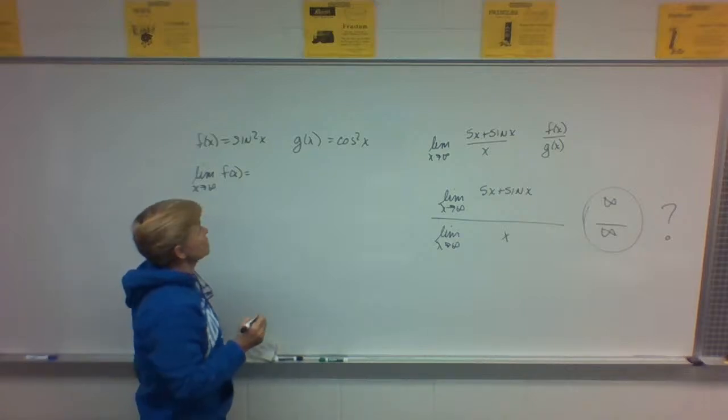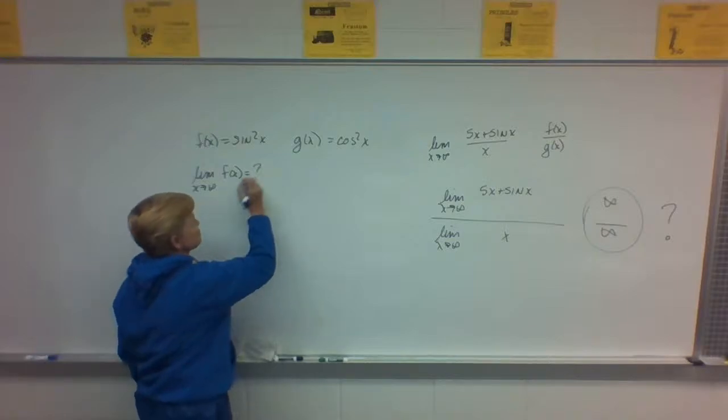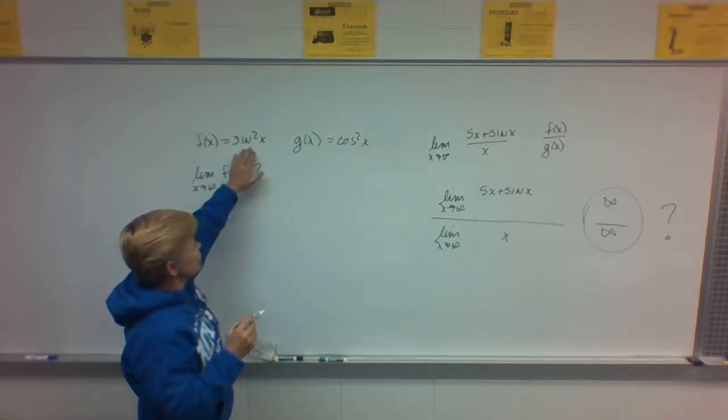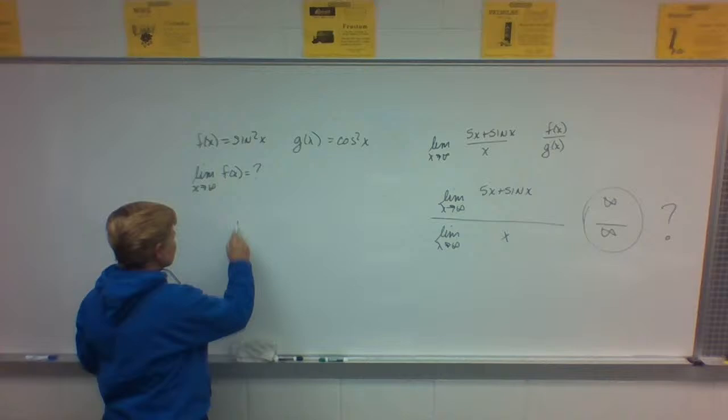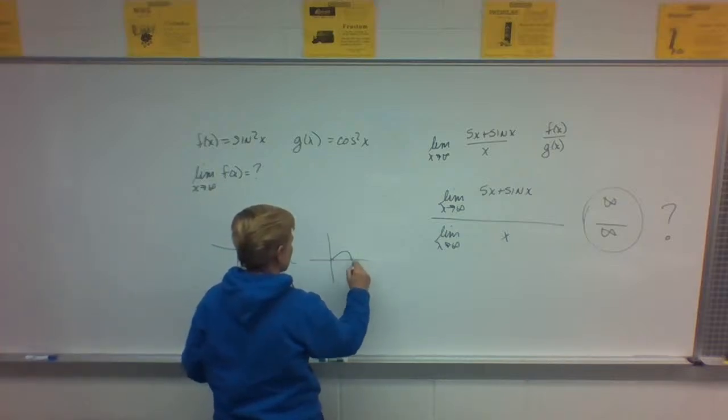What does it settle on? What does the sine squared of x settle on as you go out farther and farther? It doesn't. Check it out. Because it's sine squared, it's going to stay above the x-axis because you're always squaring it positive. So instead of having this go like this, it's just going to go like this.